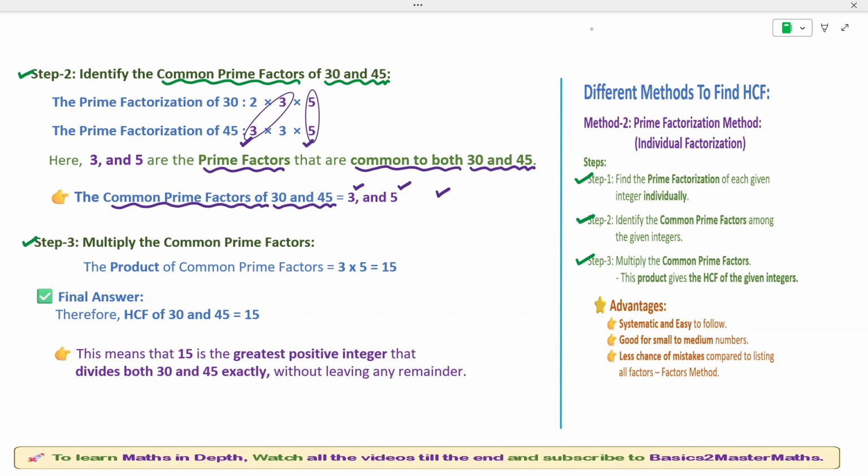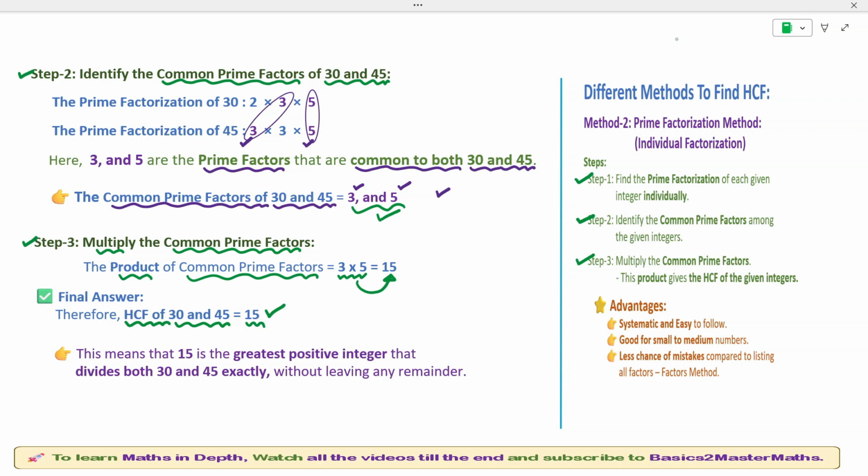Step 3. Multiply the common prime factors. In this case, the product of common prime factors is 3 multiplied by 5 gives you 15. Therefore, HCF of 30 and 45 equals 15. Got it?